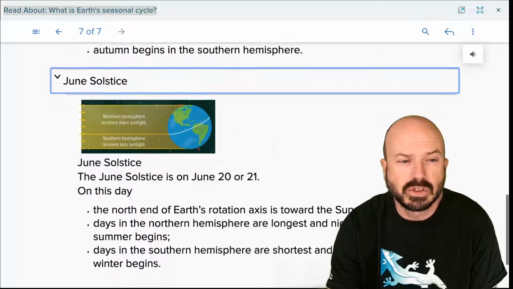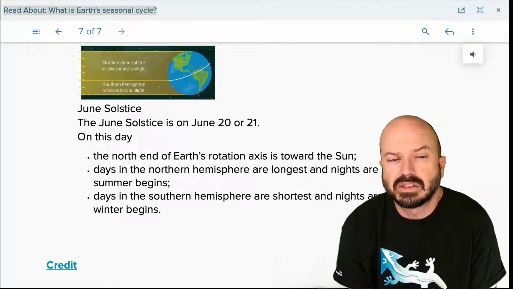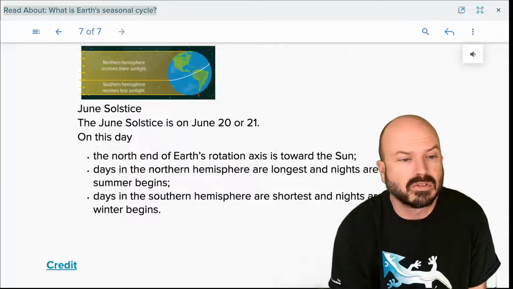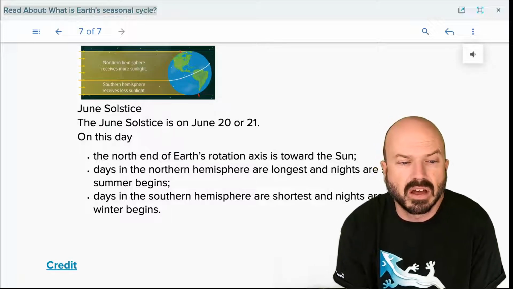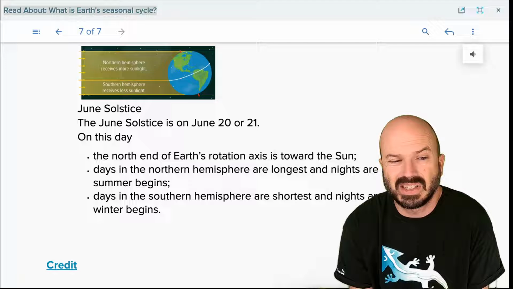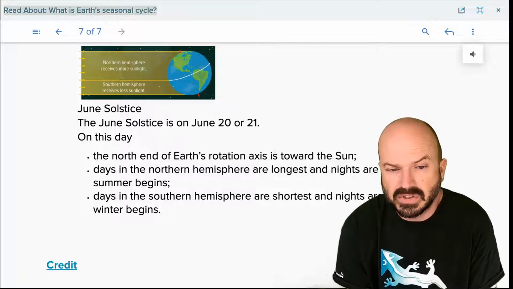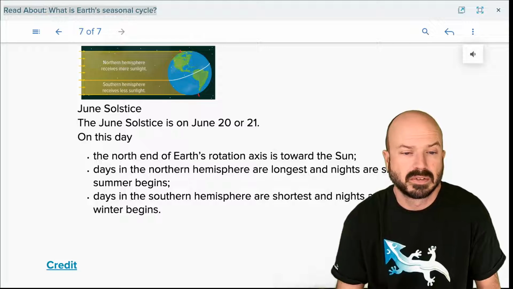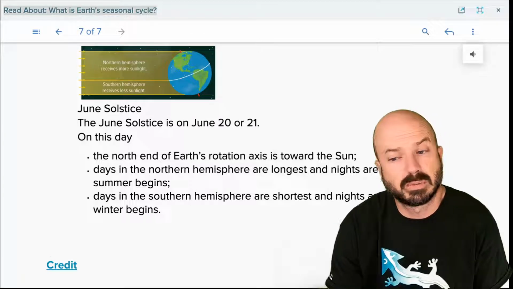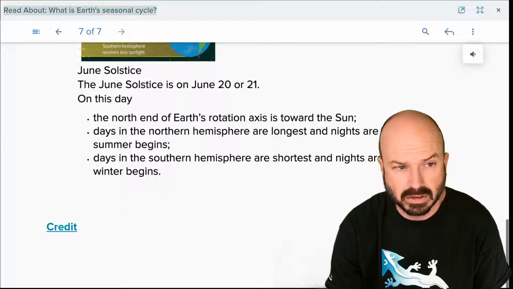And we have the June solstice. The June solstice is on June 20th or 21st. On this day, the northern end of Earth's rotation axis is towards the sun, and days in the northern hemisphere are the longest and nights are the shortest. It's the beginning of summer. That would be the summer solstice party that I was talking about earlier.